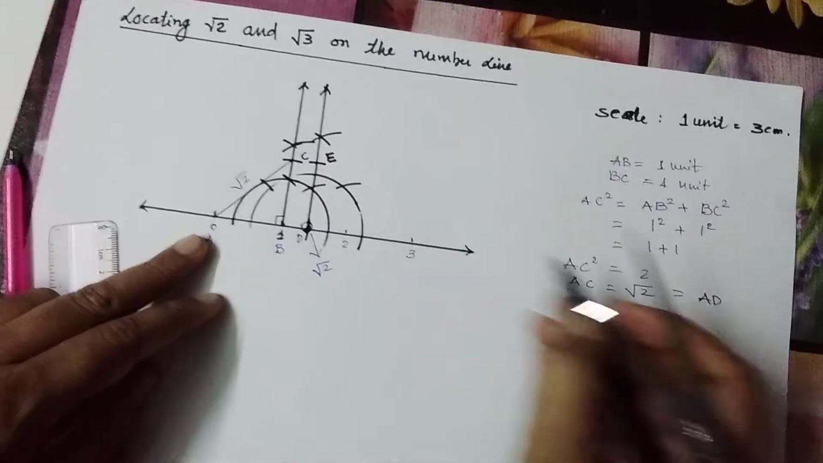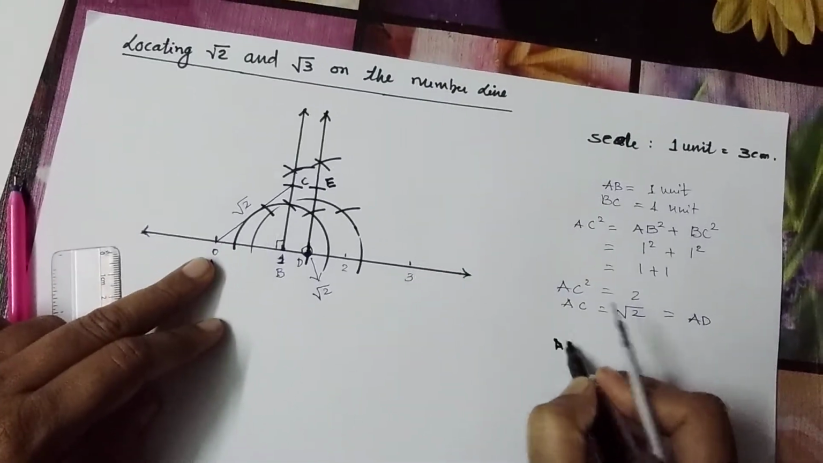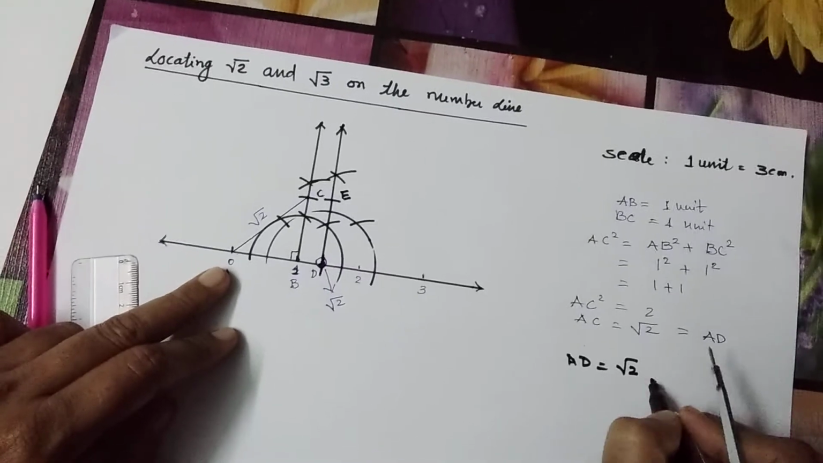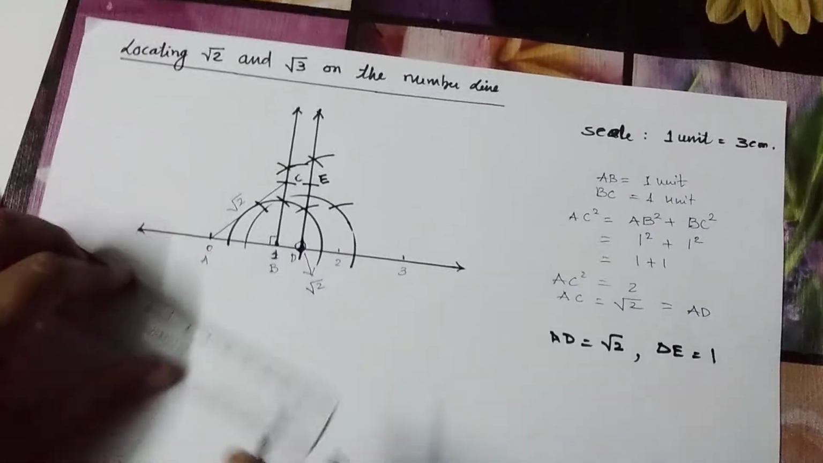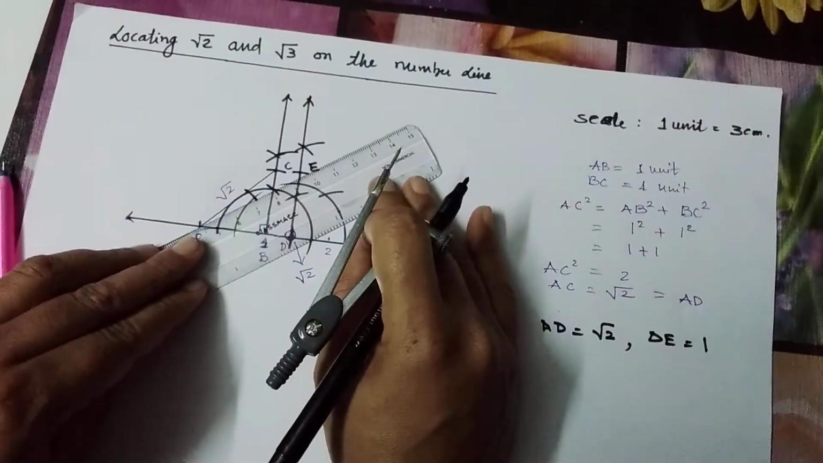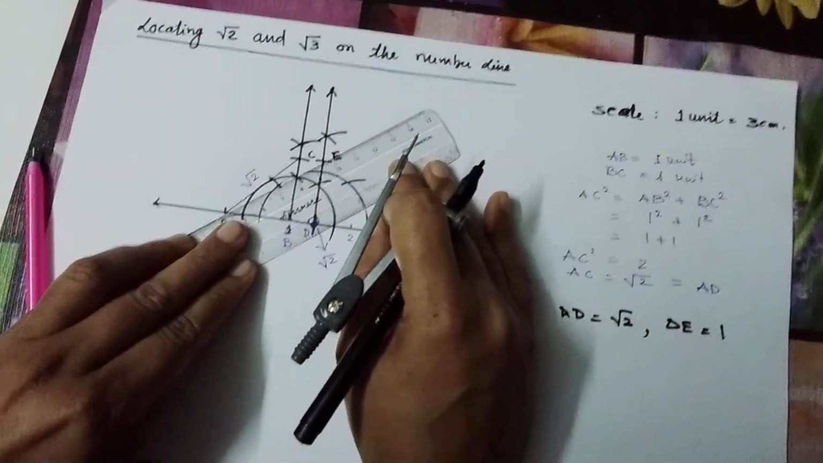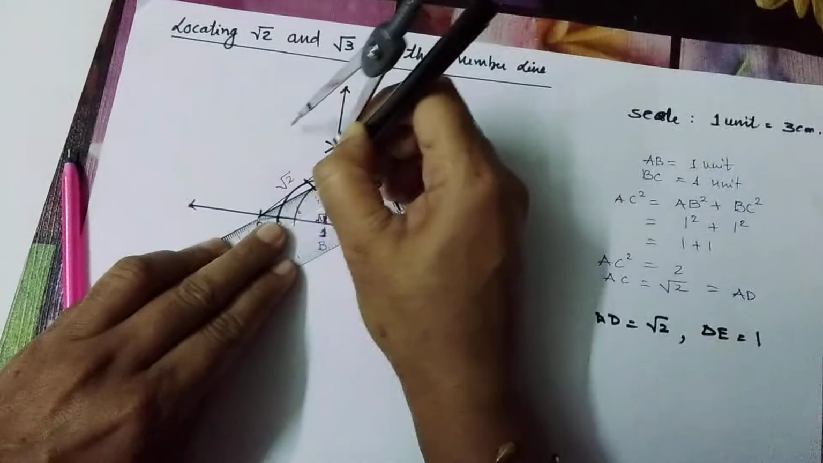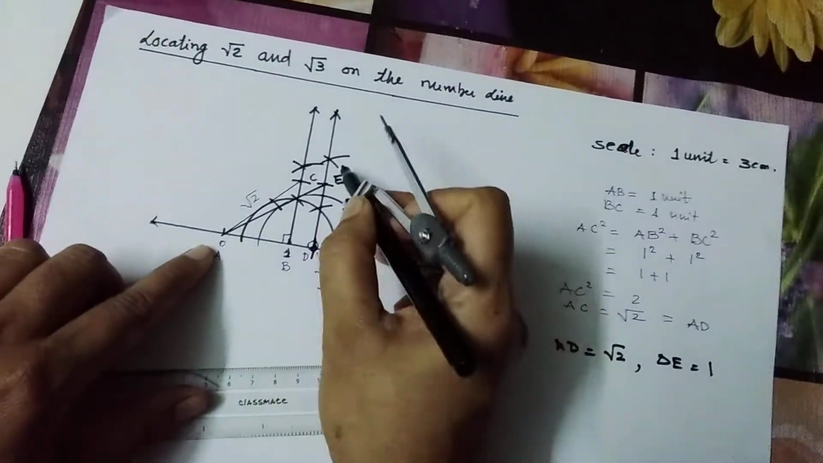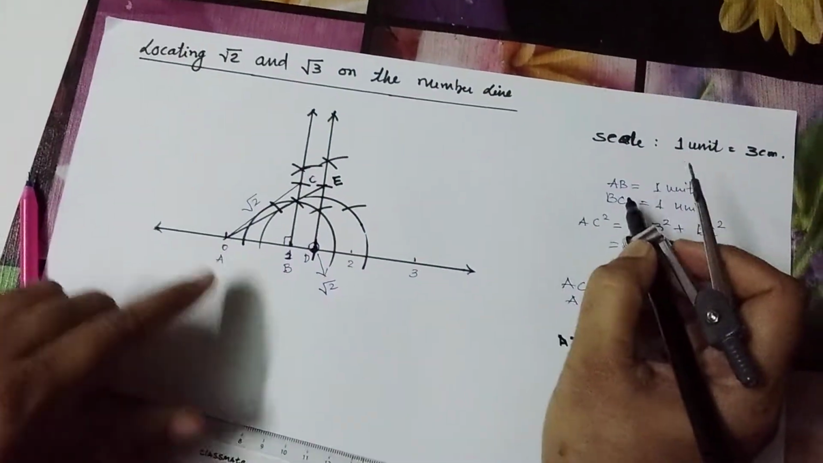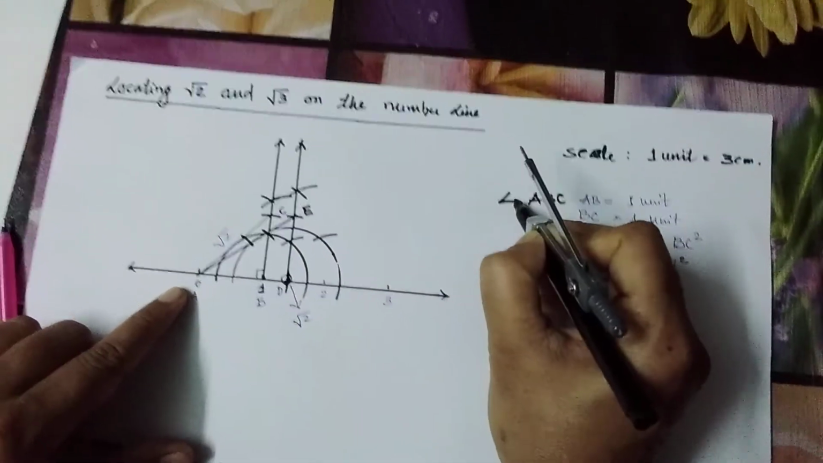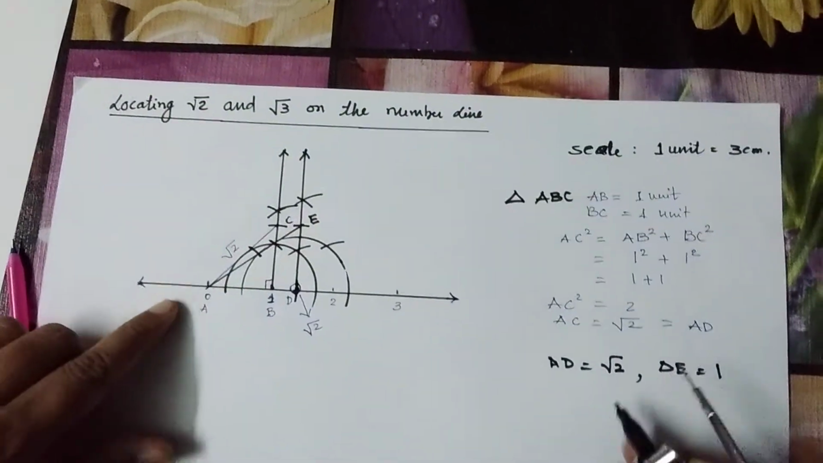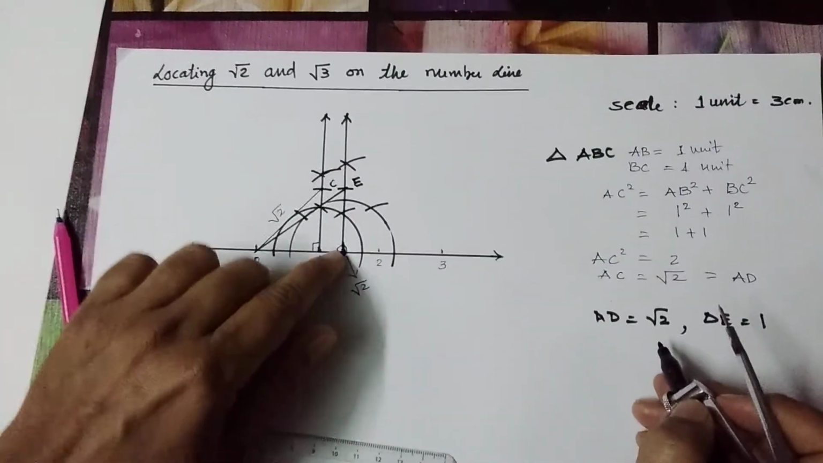So AD distance here is square root 2 and DE distance is equal to 1 unit. So we have to join now AE distance. So the triangle AED is formed. Earlier there was a triangle ABC. In triangle ABC you have shown this procedure. Now your new triangle is ADE.